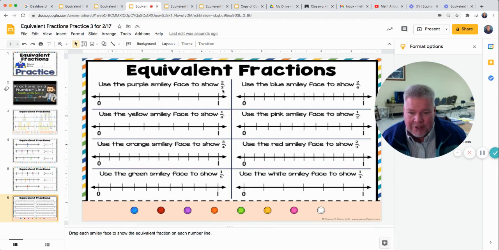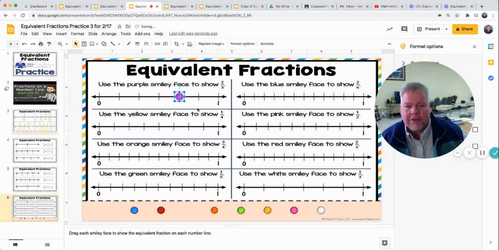All right, this one doesn't count because I'm going to show you the answer, so you can't get a bonus point for this. So you might want to write on a piece of paper, 2/3 equals blank over 6. How many 6? Well, 3 times 2 is 6. 2 times 2 would be what? 4. So use the purple smiley face to show 2/3. So it's going to be 4/6. So 1, 2, 3, 4. So you just drag the smiley face where 2/3 would be, which is the equivalent to 4/6.